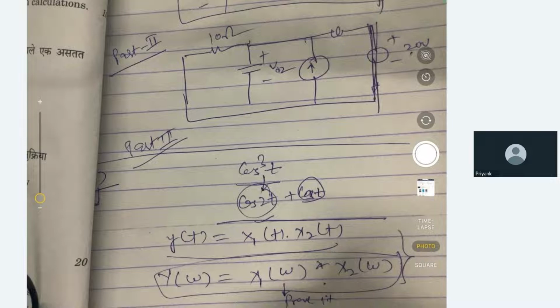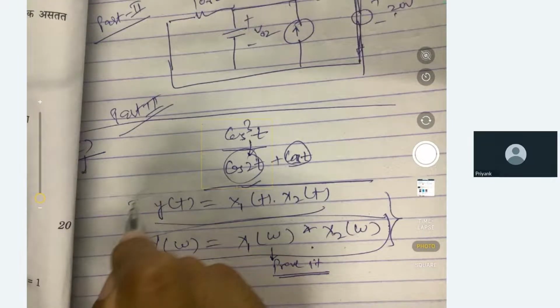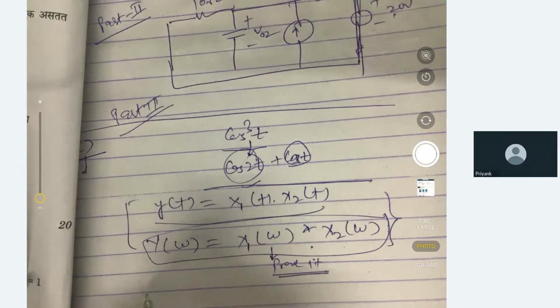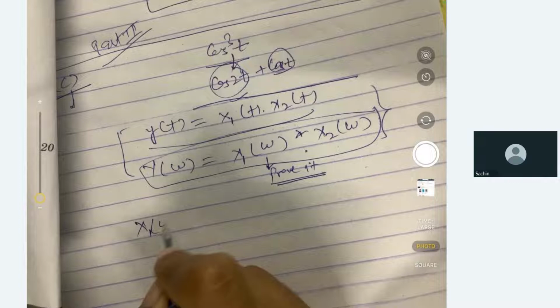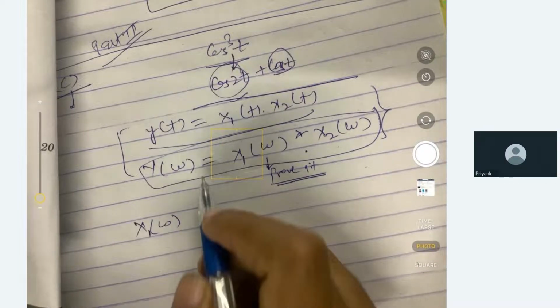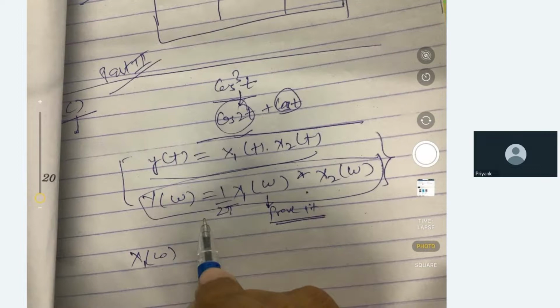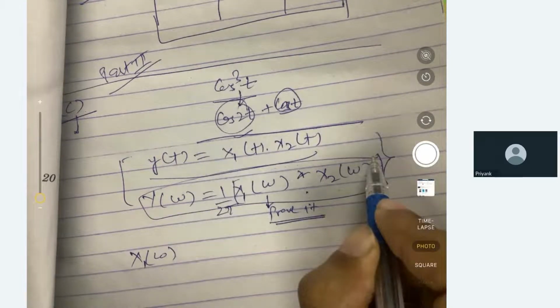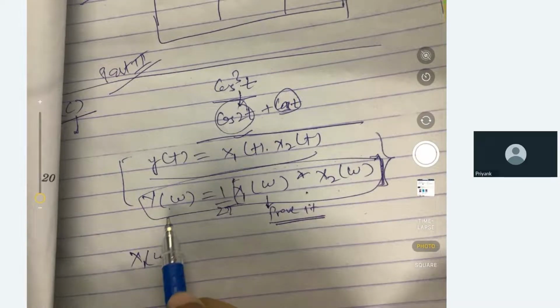And the first part is that let us calculate the x1 of omega. I think 1 by 2 pi will also be there, 1 by 2 pi into. Okay, you are saying 1 by 2 pi. It will be there, right? Because I am taking omega, so with omega it will be 1 by 2 pi as well. Yes, it will be there.